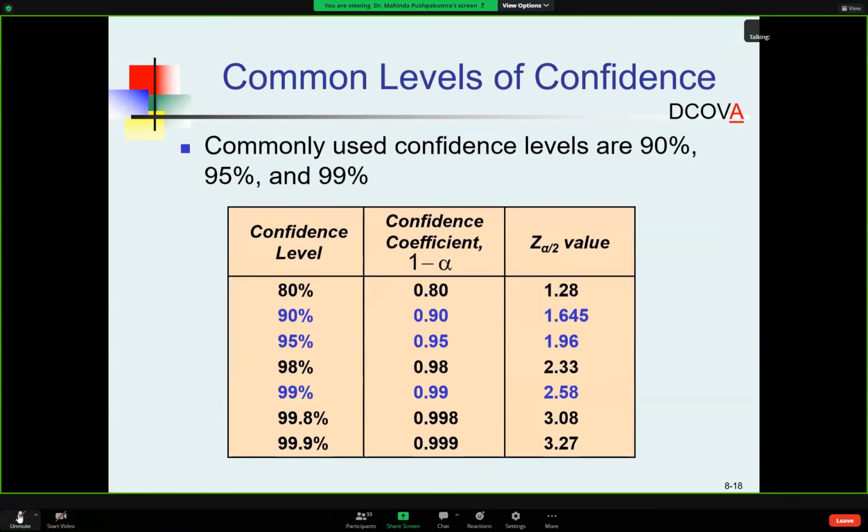Then these are the normal or acceptable confidence levels. If 95%, it is 1.96; 90%, 1.645; 99%, 2.58. These values you can take from the table or you can just remember. These three values you can remember: 99%, 2.58; 95%, 1.96; 90%, 1.645.